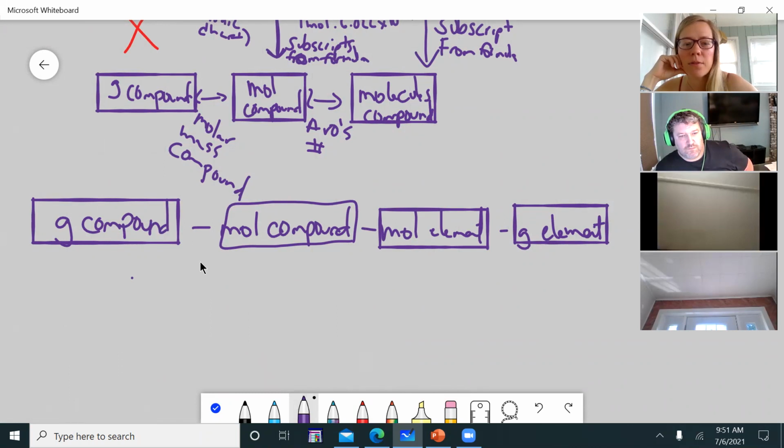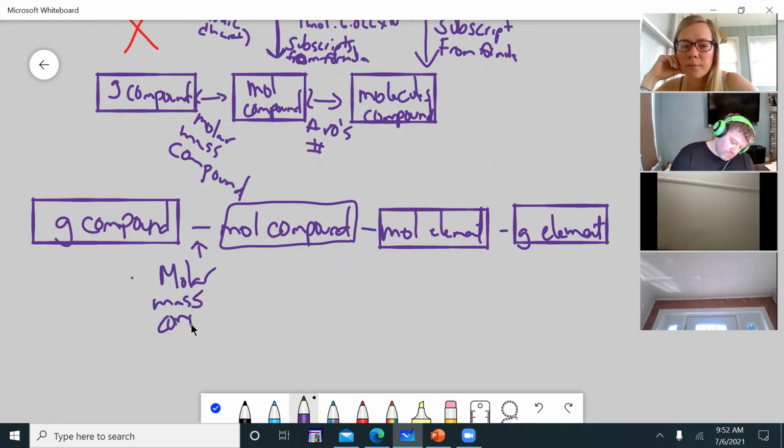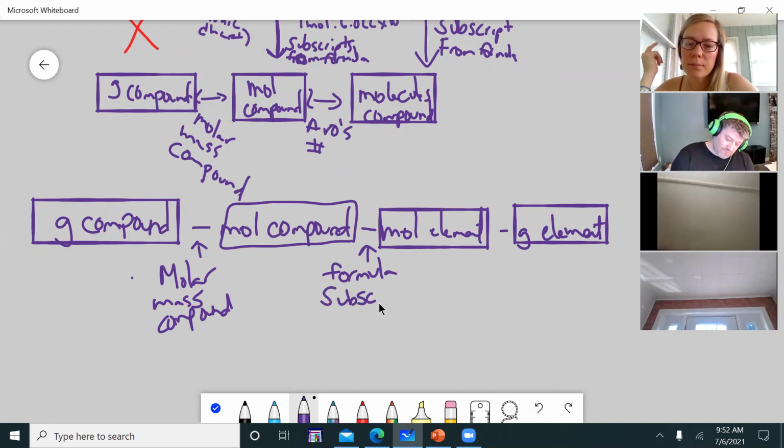So how do we get from grams of compound into moles of a compound? We use the molar mass of the compound. Easy peasy, we've already done that. How do you go from moles of compound into moles of an element? That's what we just did. So that's the formula subscripts, or the mole ratio. Sometimes you'll see it as mole or molar ratio.